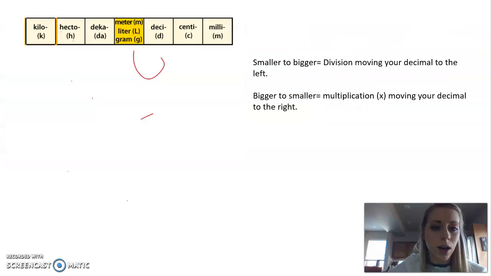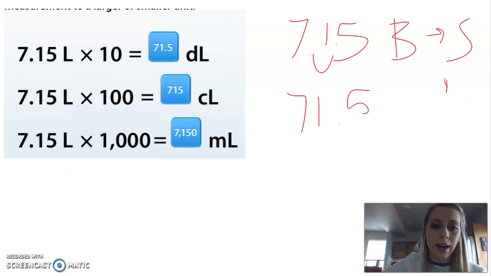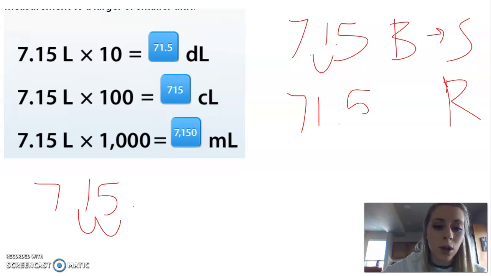Again, going back to my chart, this time we're going from liters to centiliters. 1 loop, 2 loop. Come back here, I write my 7.15. I know that I'm going to be moving 2 loops to the right, again, because I'm going bigger to smaller. 1 loop, 2 loop, replace that decimal. Assume decimal at the back of 715.